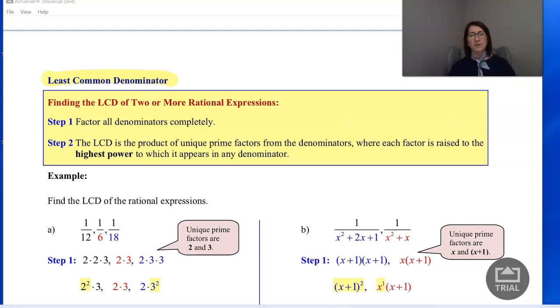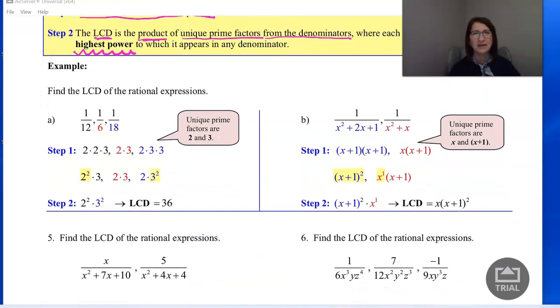So when we're looking for an LCD, the first thing we're going to do is factor all the denominators completely, okay? The least common denominator is going to be the product of unique prime factors from those denominators, where each factor is raised to the highest power to which it appears in any denominator. Wow, that's a lot. What does all that mean? All right, well, let's just take a peek at it.